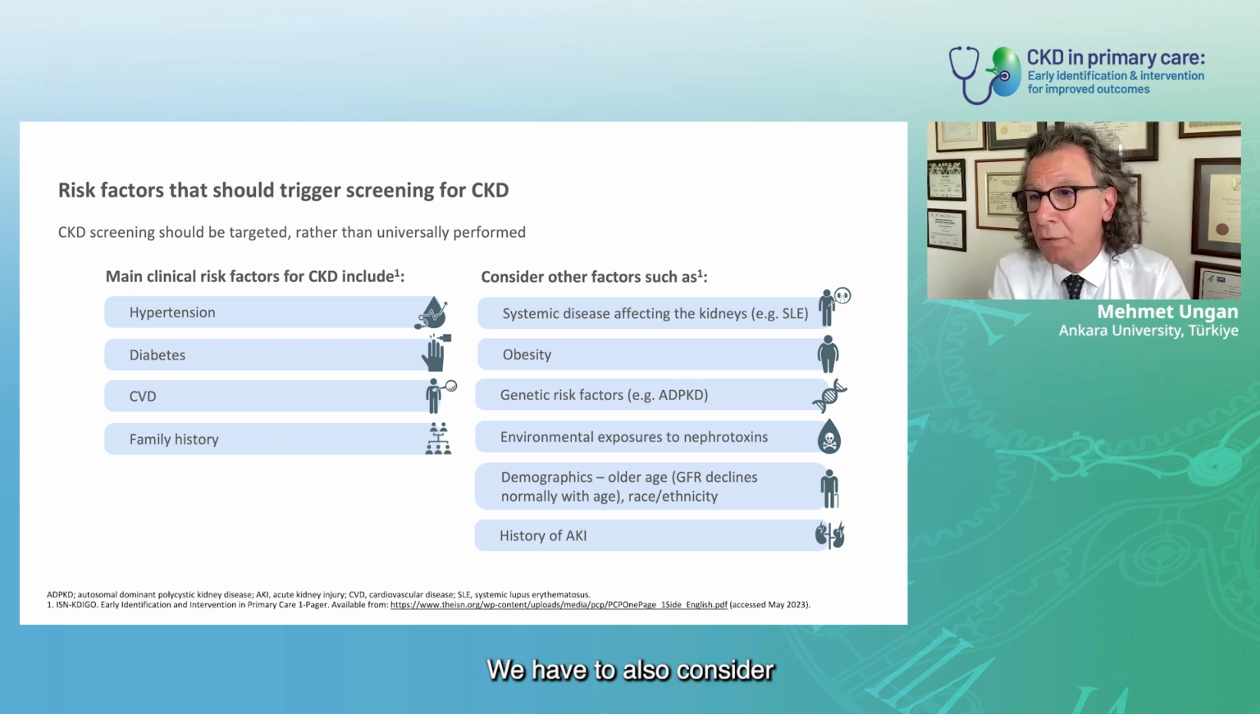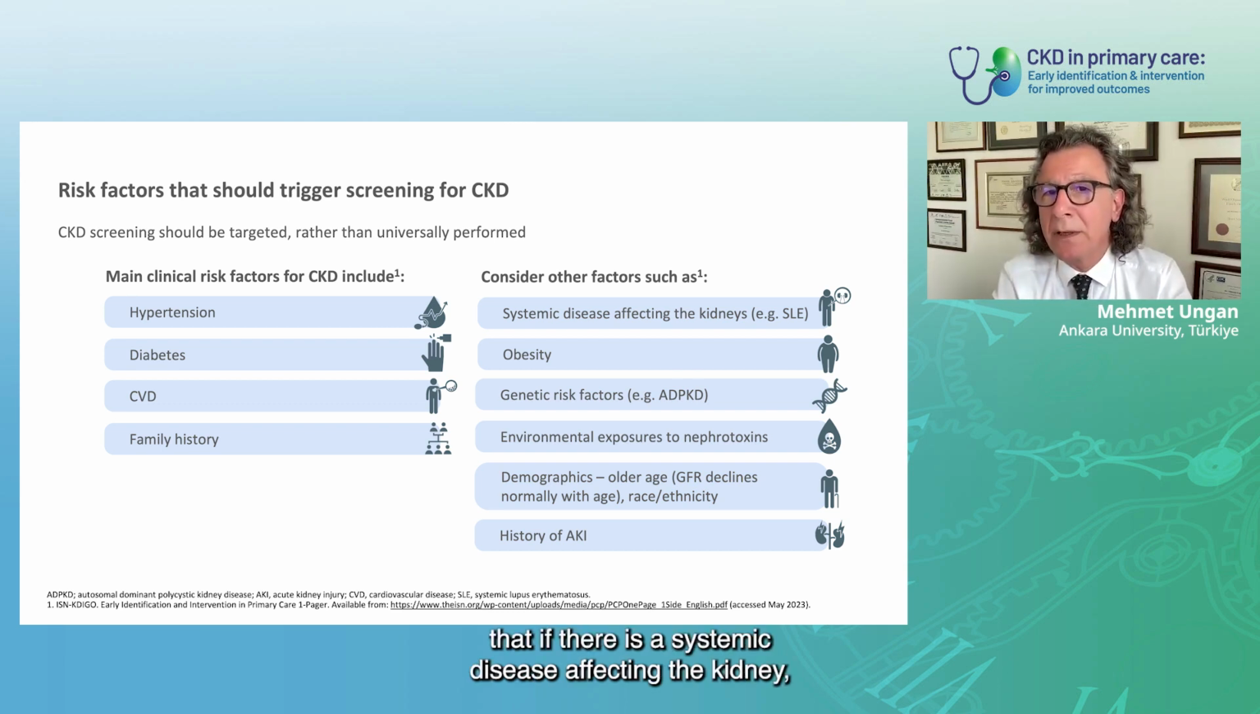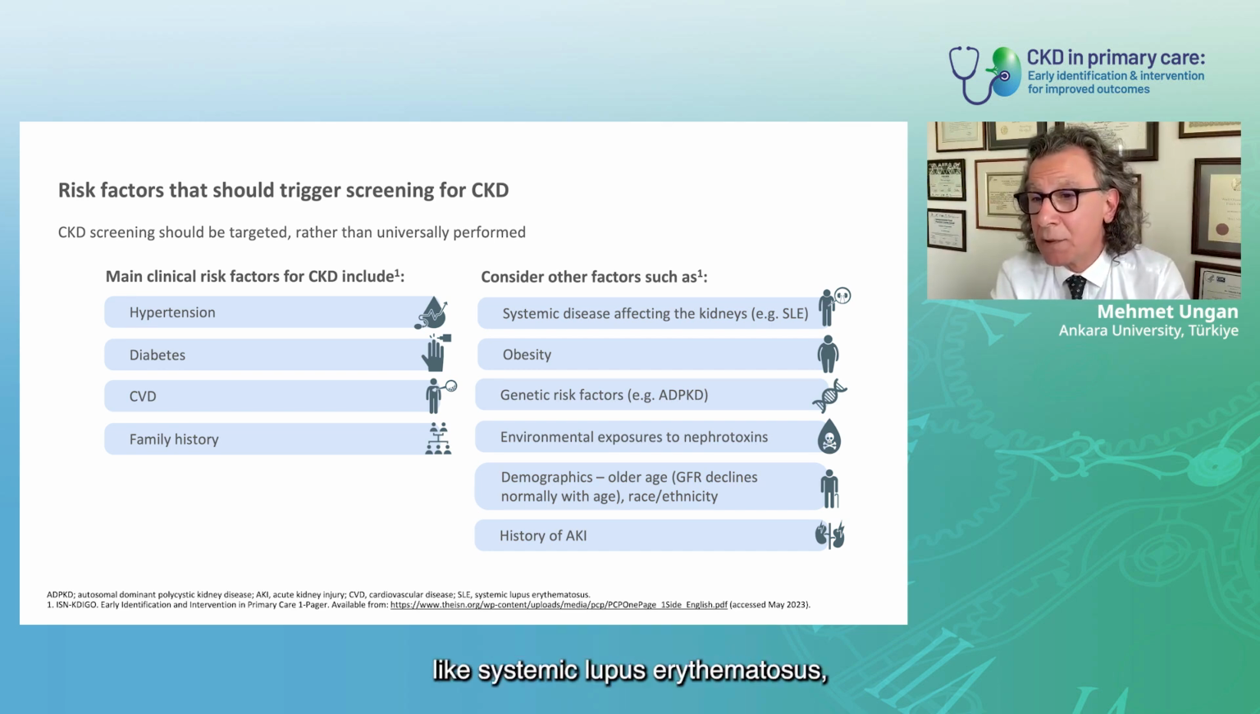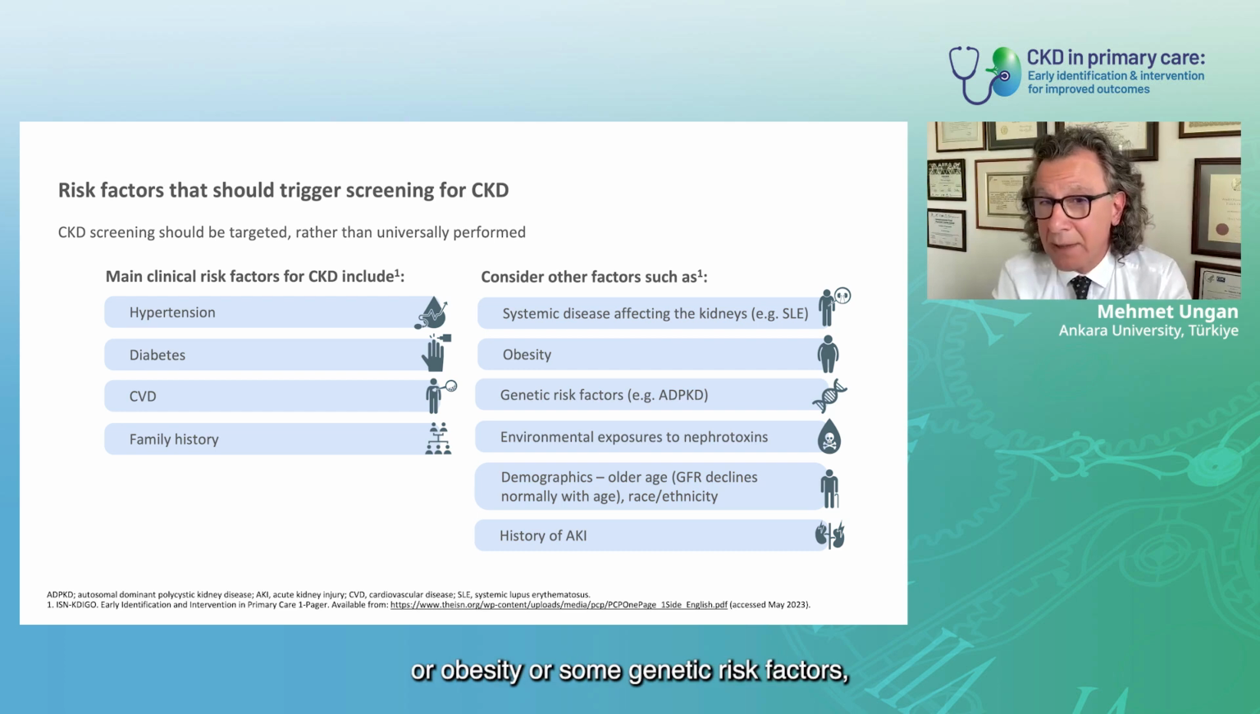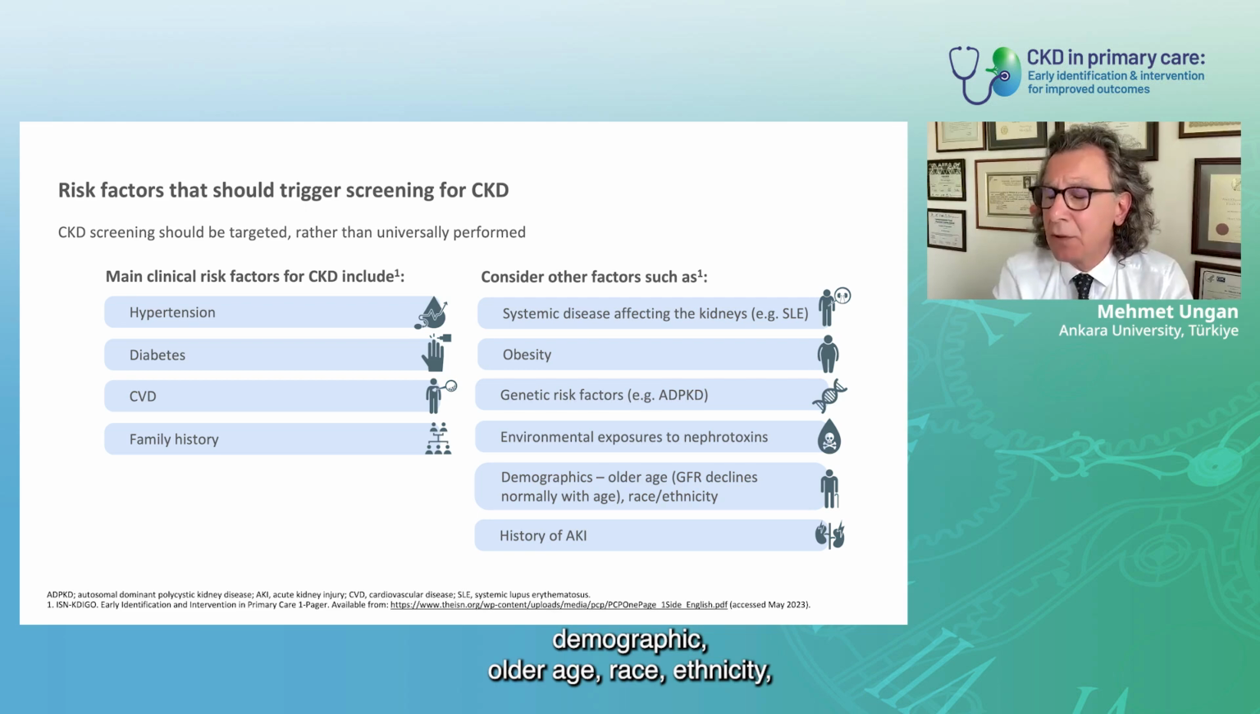We also have to consider if there is a systemic disease affecting the kidney, like systemic lupus erythematosus, or obesity or some genetic risk factors, environmental exposures to nephrotoxins, demographic factors, older age, race, ethnicity. Those are all factors that we should consider, and especially history of acute kidney injury.